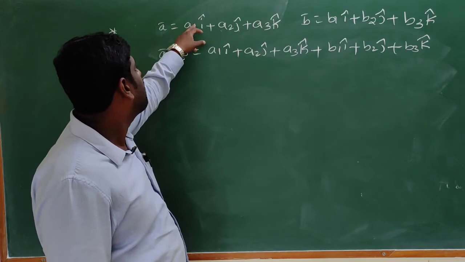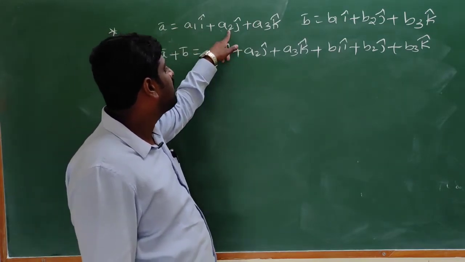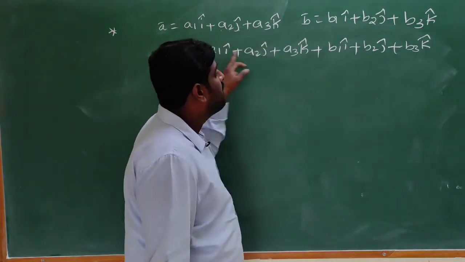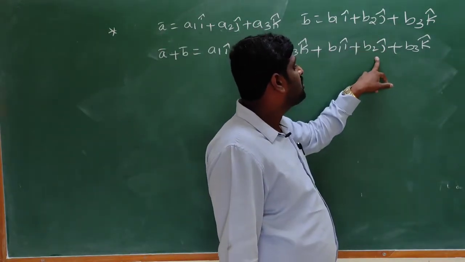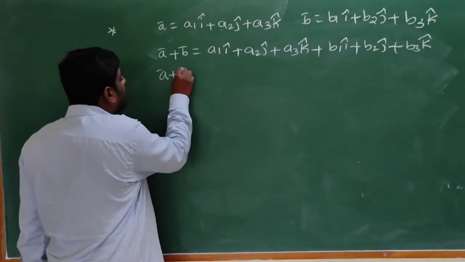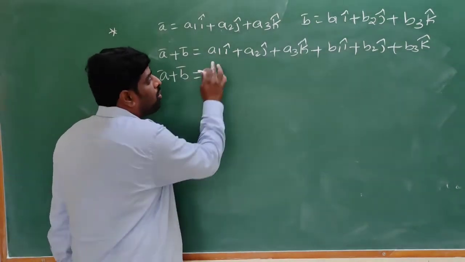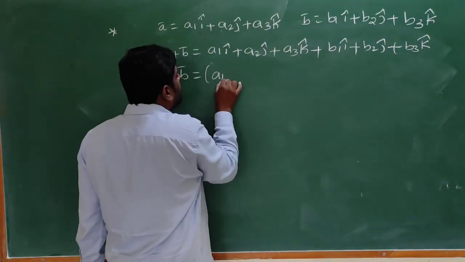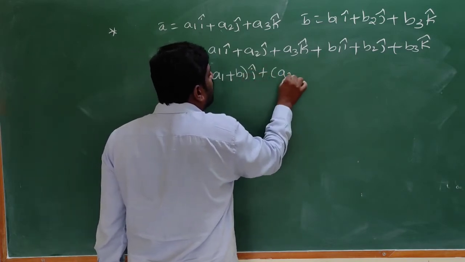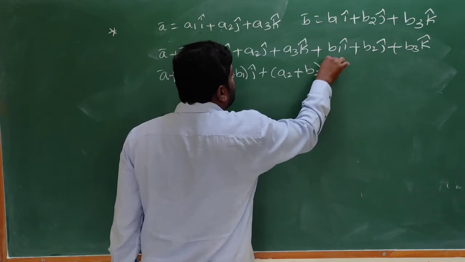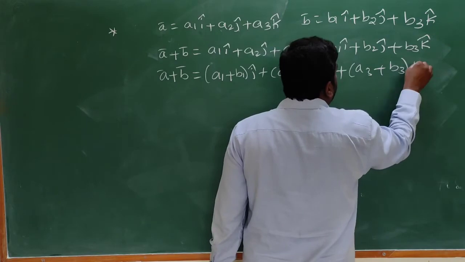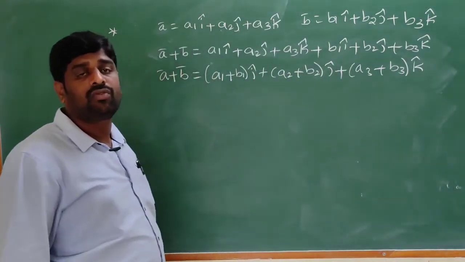What are A bar's components? A1 i cap plus A2 j cap plus A3 k cap. What is B bar? B1 i cap plus B2 j cap plus B3 k cap. Now I want to find A bar plus B bar. Taking the common i cap, that is A1 plus B1 of i cap plus A2 plus B2 of j cap plus A3 plus B3 of k cap. This is the resultant of two vectors.